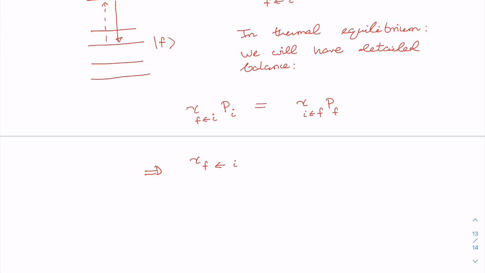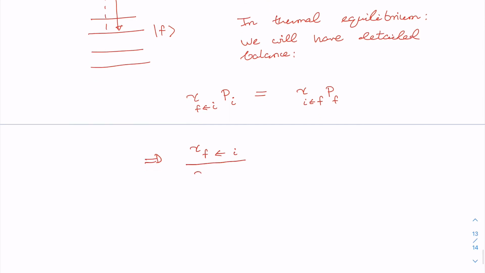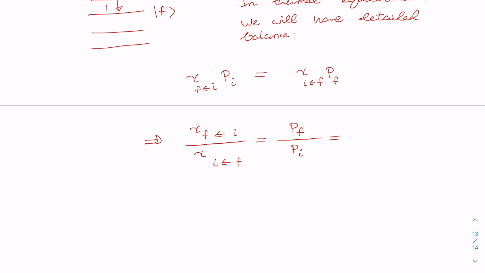The ratio of the decay rate going from i to f and the decay rate going from f to i is equal to the ratio of the probability of getting the state f by p_i. In thermal equilibrium, this is equal to e to the power minus (E_f minus E_i) by k_B T, from statistical physics, where k_B is the Boltzmann constant and T is the temperature. And in fact this is a very useful expression. This is also called the Stokes relation.